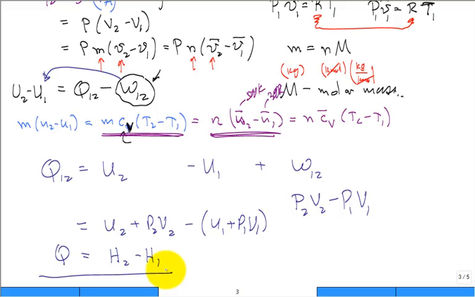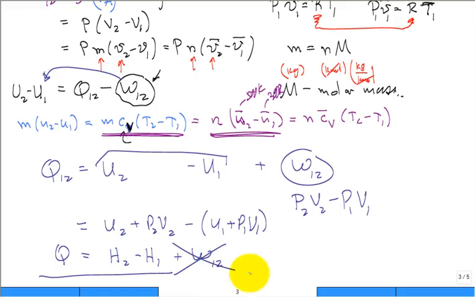If you have constant pressure boundary work, the amount of heat brought in is equal to the change in H. Because you didn't have to worry about that constant boundary work. It can be lumped just like I did. This constant boundary work can be lumped with the delta U to get delta H. But if you write that Q is equal to delta H plus W1 to 2, you're wrong. You already accounted for it.